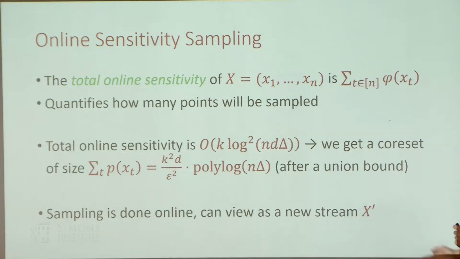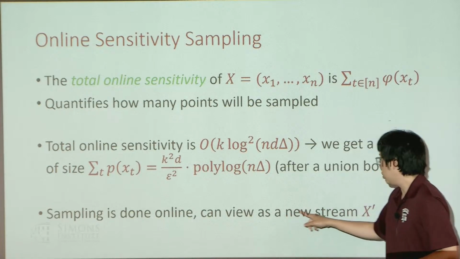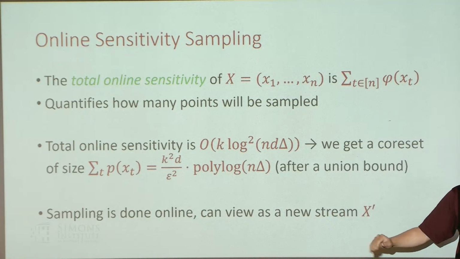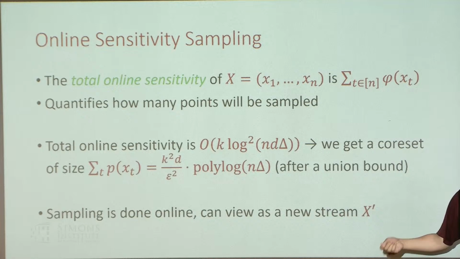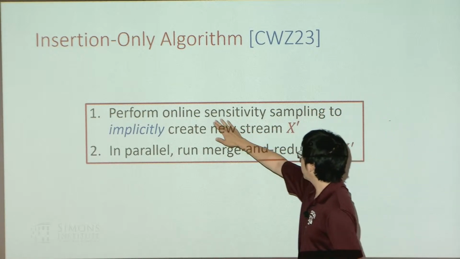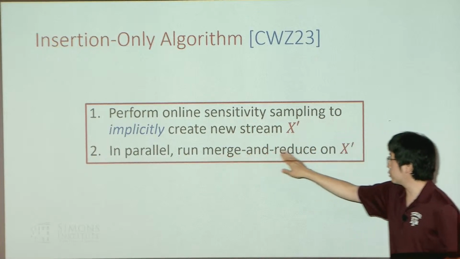And the key part of online sensitivity sampling is it's kind of committal. So once you sample a point, you'll always keep it. And so you can view the points that you sample as a new stream x prime. Okay? You see x, it's n points. As it goes on, you sample some of these points. The points that you sample will be a new insertion-only stream x prime. And now you can do this algorithm that we did previously, where you perform online sensitivity sampling to create a new stream x prime, and then you just run merge and reduce on x prime.